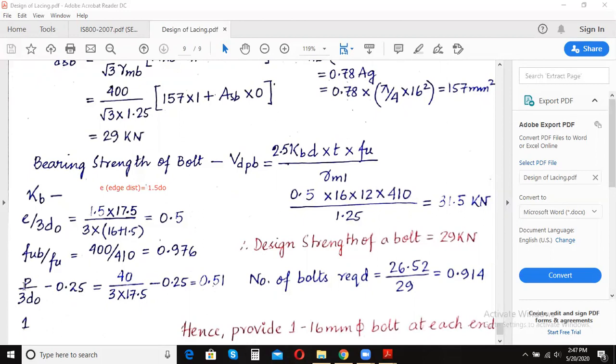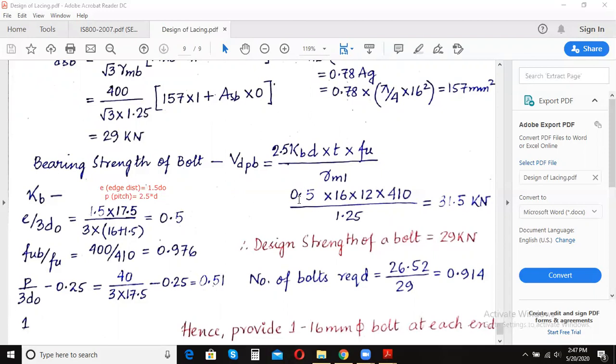P is nothing but the pitch distance, which is taken as 2.5 times the diameter of the bolt. So this one is coming out as 40 divided by 3 into 17.5, where d0 is the diameter of the hole, minus 0.25. So this value is coming out to be 0.51. And we have the fourth case as 1. So the value of KB should be the minimum among these 4 values, and the minimum value is for E by 3d0, which is equal to 0.5.